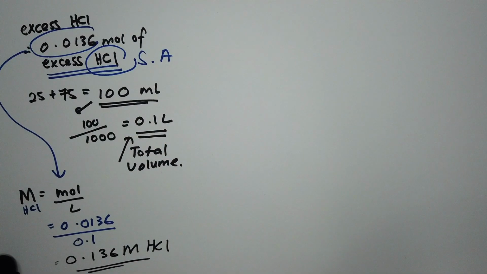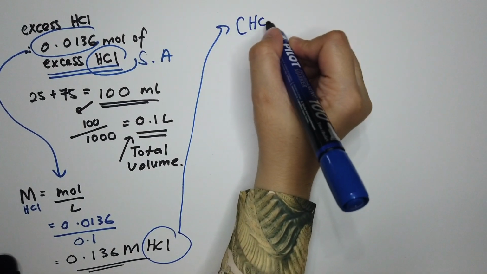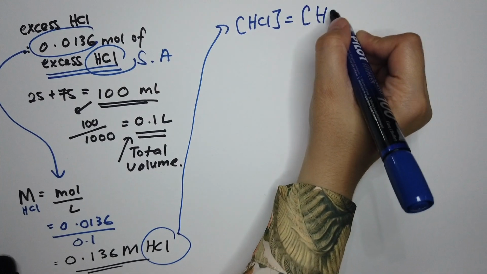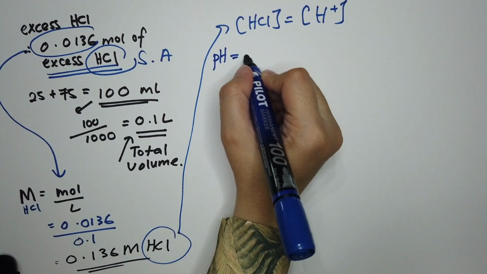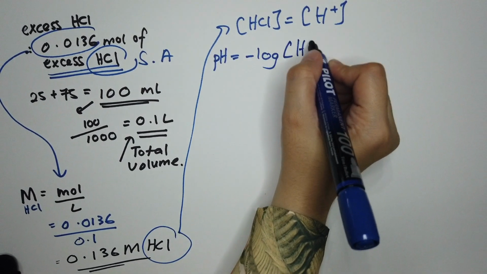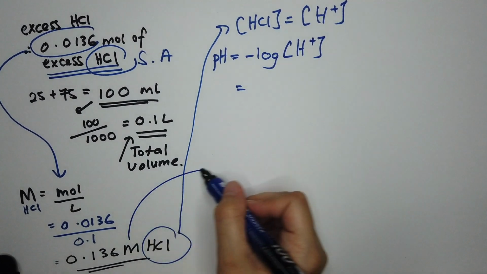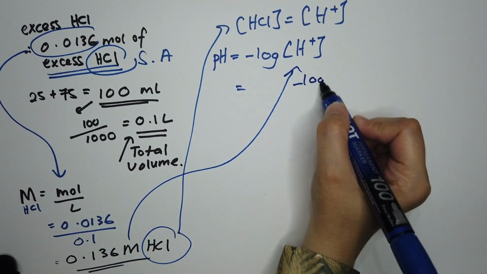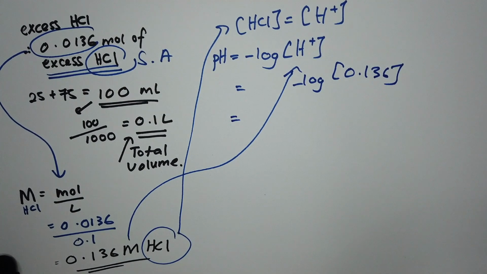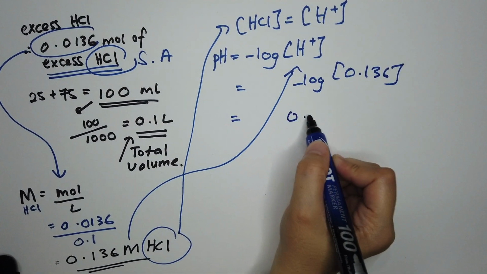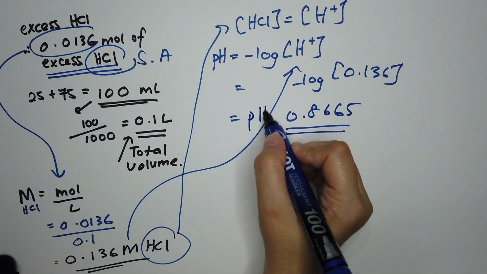If you check back on your question, it asks to determine the pH of the resulting solution. Since this is a strong acid, the concentration of HCl is equivalent to the concentration of H+. When you want to calculate pH, pH is equivalent to negative log of H+. You already know the concentration of H+, so negative log of 0.136, and you should get a pH of 0.8665. This is your final answer.